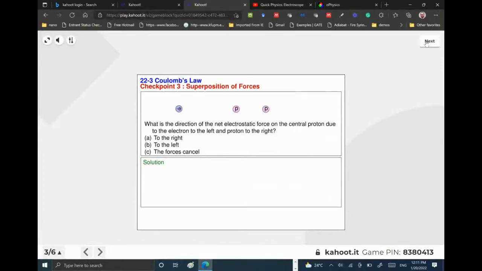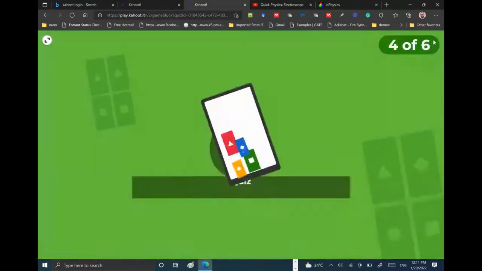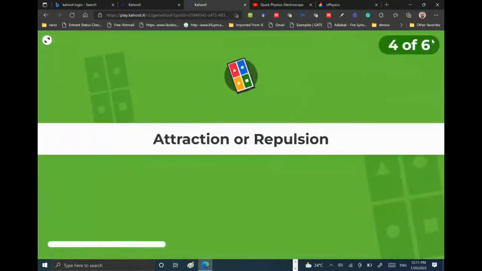Okay, so choose between, so here we are interested in the net electrostatic force on the central proton. We have an electron to the left, a proton in the center, and a proton to the right, and we want to determine what is the net electrostatic force on the proton. Okay, so make your choice.